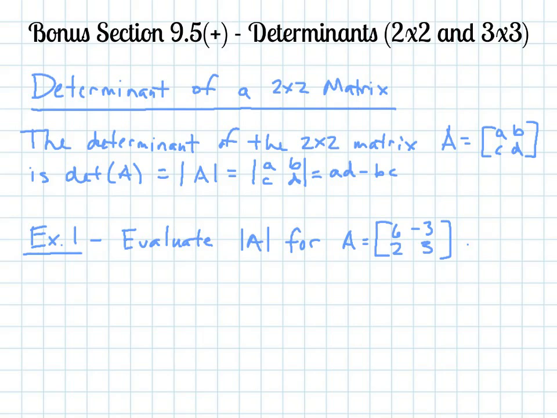So remember, the determinant of a 2 by 2 matrix, and these are matrices, where we have 2 rows, 2 columns, is going to be kind of like the cross multiplication, but then we subtract those. So we take the A times the D and we subtract from it the B times the C. Okay? You get AD minus BC.